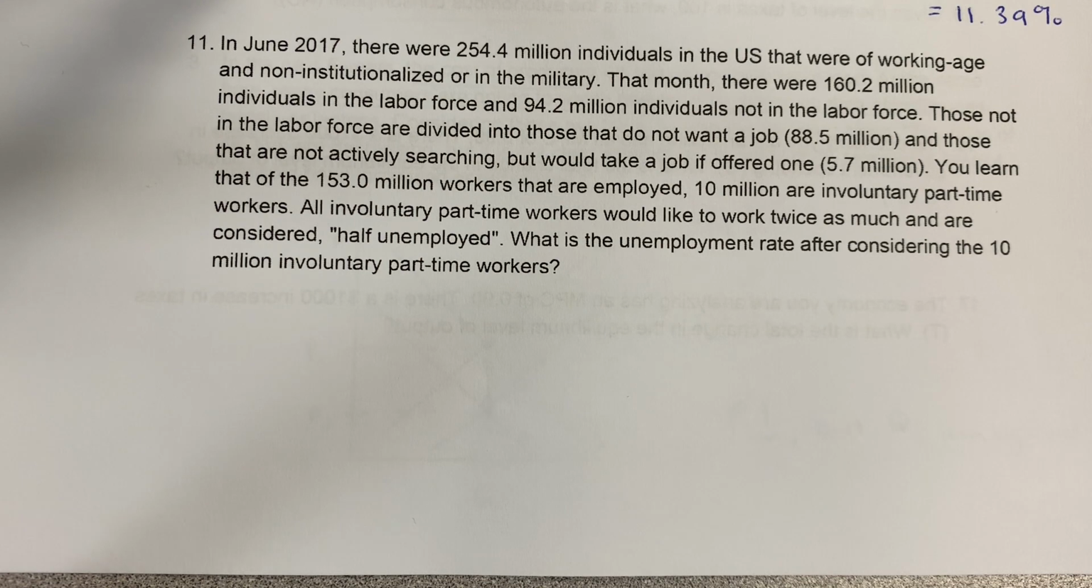So this is a longer question, but it has to do with the unemployment rate, so it's an important one. In June of 2017, there were 254.4 million individuals in the US that were of working age. That month, there were 160.2 million individuals in the labor force and 94.2 million not in the labor force. Those not in the labor force are divided into those who do not want a job and those that are not actively searching but would take a job if offered one. You learn that of the 153 million workers that are employed, 10 million are involuntary part-time workers. All IPT workers would like to work twice as much and are considered half unemployed. What is the unemployment rate after considering the 10 million involuntary part-time workers?